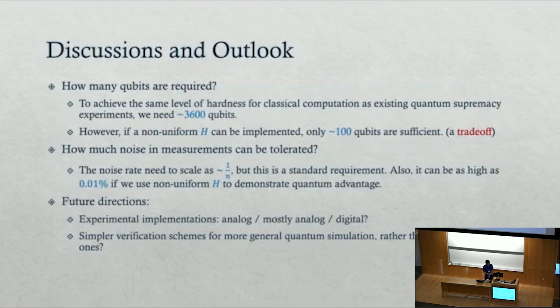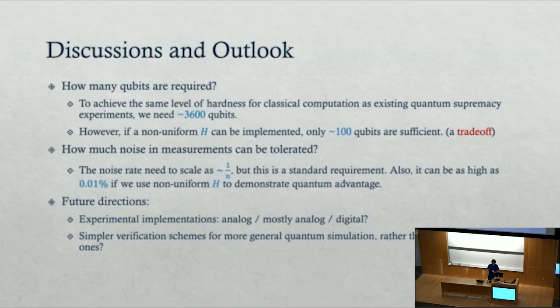And finally, discussions. You may wonder how many qubits are required. In the worst case, we need maybe 3,000, which is pretty bad. But there's a trade-off between the uniformity of the Hamiltonian and the number of qubits, and in this case, maybe we can reduce that to around 100. For the same reason, the noise in the measurements matters, because our protocol can only tolerate a measurement noise rate of 1 over n, which is pretty bad. But if n is not too big, this noise rate requirement will also not be too crazy. And finally, some future directions.